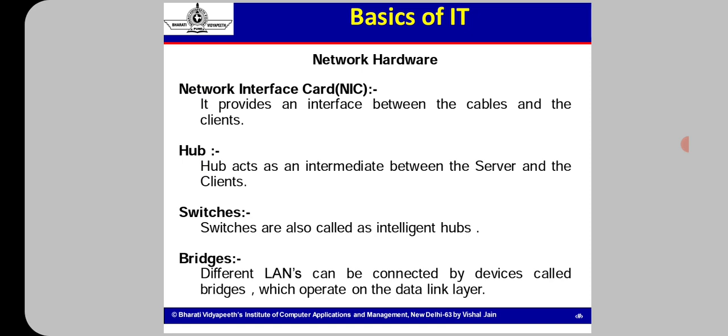Next, another term is bridges. So what is a bridge? Generally bridges are used to connect different LANs. Different types of LANs can be connected by devices called bridges, which operate on the data network. So generally bridges are used to connect different types of networks or LANs. Bridges are also used to connect one network to another network. In that situation we use bridges.